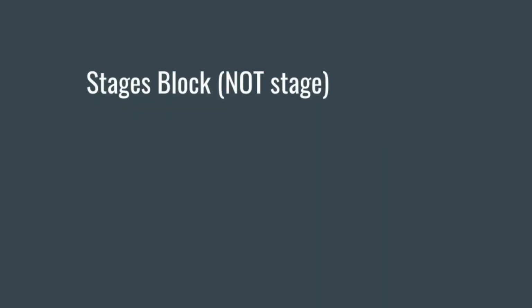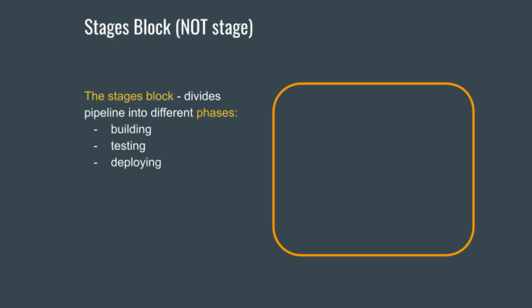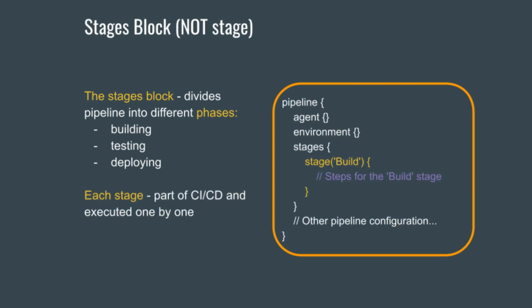Next, stages block, not stage. The stages block divides the pipeline into different phases: building, testing, deploying. Each stage is part of CI/CD and executed one by one. In this code, there is a stage build.